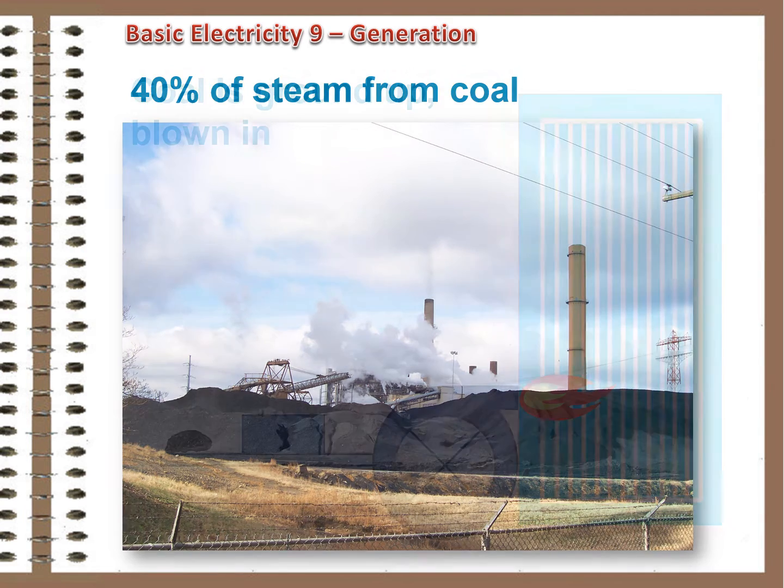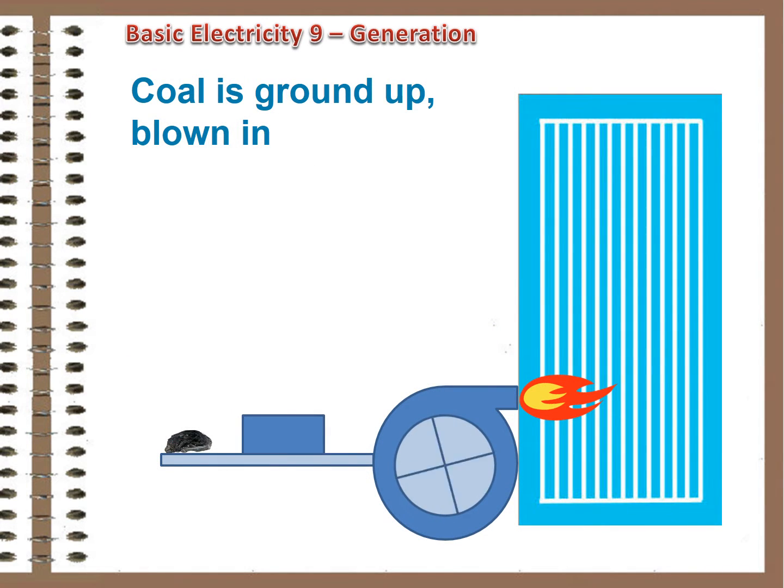In most coal plants, mined coal is ground into a fine powder and blown into the boiler, where it is ignited and burns, heating water in the walls of the boiler. Steam is drawn off the top, heated further, and delivered to the turbine.